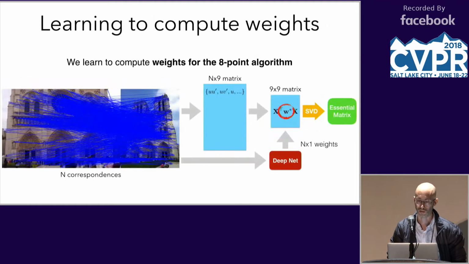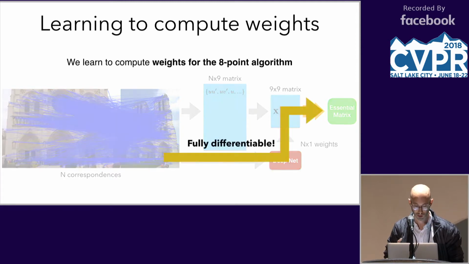We do have outliers, so what do? We propose to incorporate the weights generated by our network into the 8-point algorithm by simply applying them into the construction of this matrix. And what this will do is it will attenuate the effect of the correspondences that have a high probability of indeed being an outlier. And in this manner, we can have a version of the 8-point algorithm that is robust to outliers and use it to learn the weights for our network. Note that all of these operations are fully differentiable, so we can train this whole thing end to end.